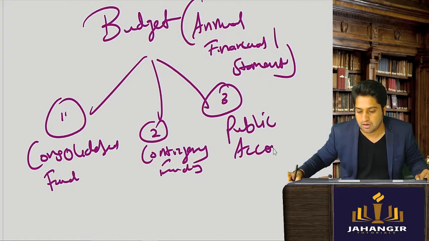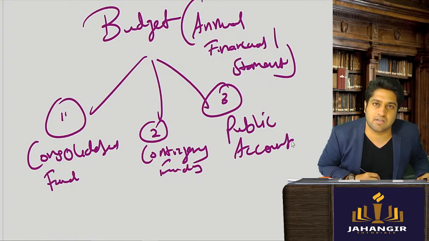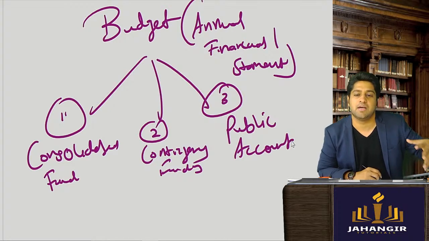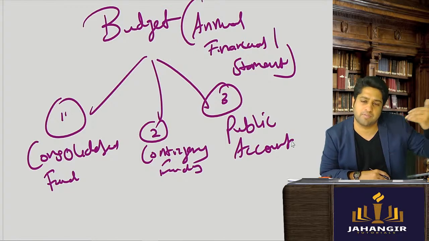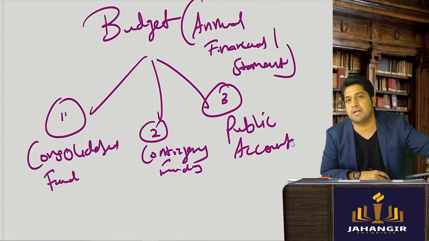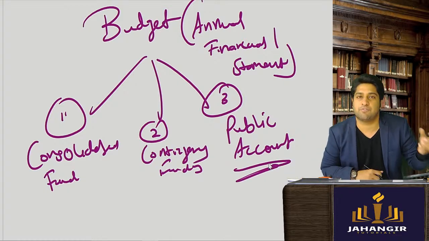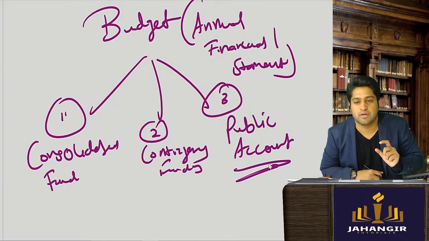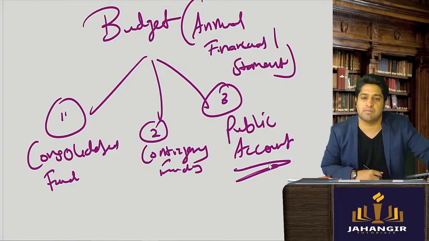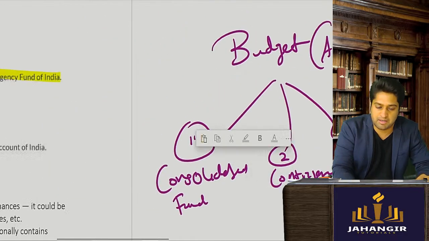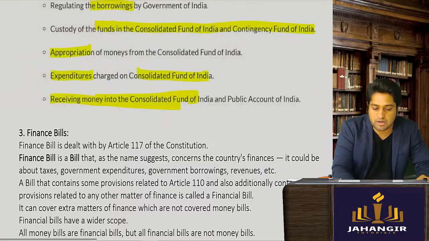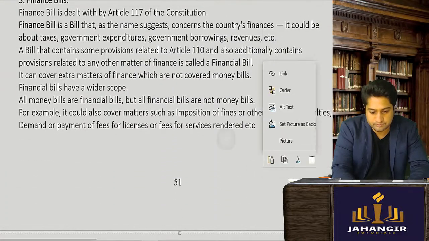Public accounts is where the government is acting as a trustee for all the pension. They are just keeping it, and at some time they have to give it back to the people, to the employees etc. For example, from the salary they cut PF. At some time they have to return it on retirement. So that is public accounts, and the government cannot use it for itself.